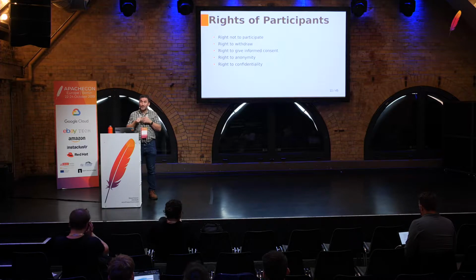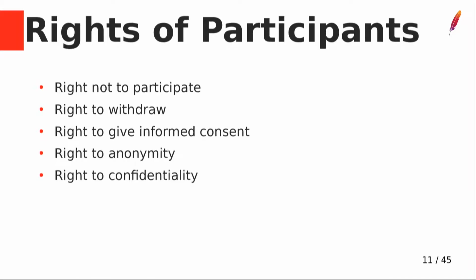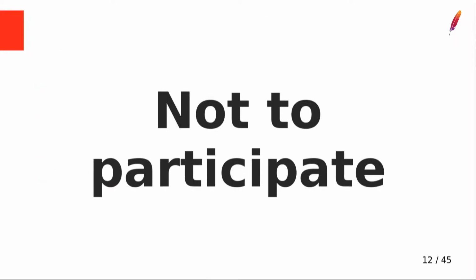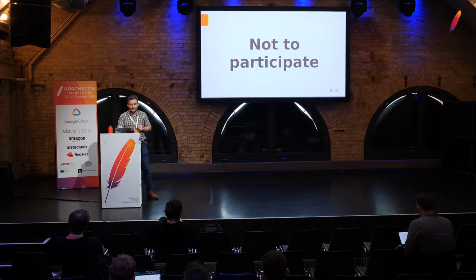So humans have human rights, surprise, surprise, in real life, on the street, in their daily lives. They also have rights when they're taking part in your research. These rights are the right not to participate, the right to withdraw, the right to give informed consent, to anonymity, and to confidentiality. So I'm going to go through each of these in a little bit more detail and give examples where possible. So, the right to not participate.